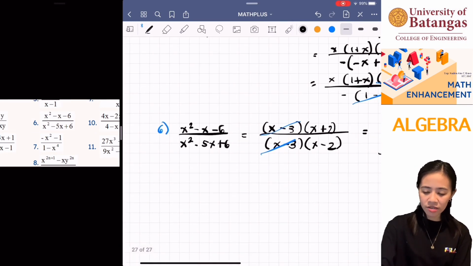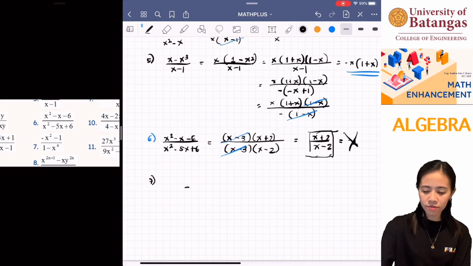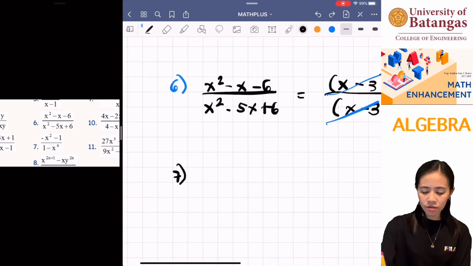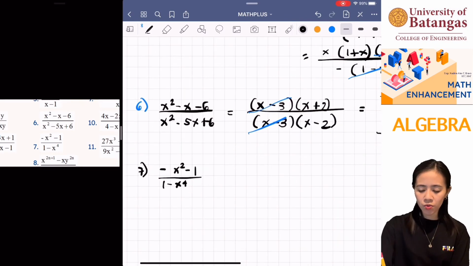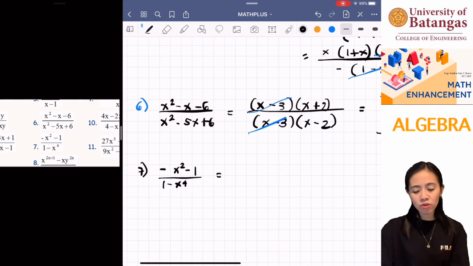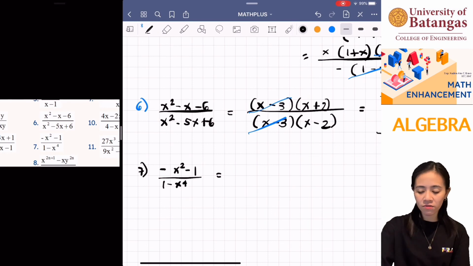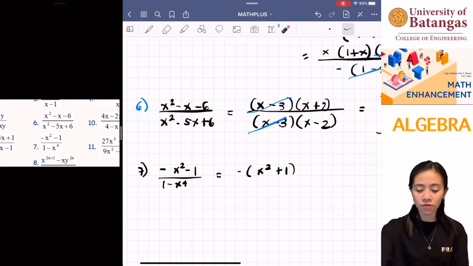Okay? Number 7. Okay? You have the negative of x squared minus 1 all over 1 minus x to the 4th. Okay? So, sa numerator, common si negative 1. So, I'll factor that out first. And that will lead me to x squared plus 1. Okay? Which is already a prime factor. Ito. Hindi na natin siya pwedeng i-factor further pa.